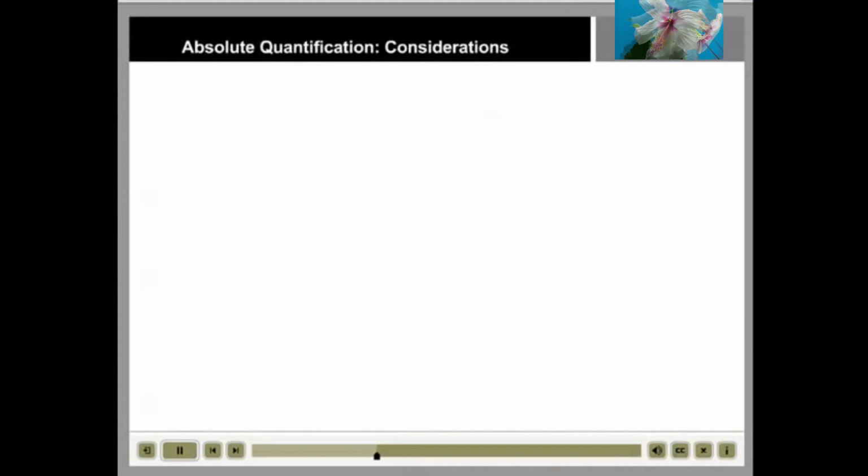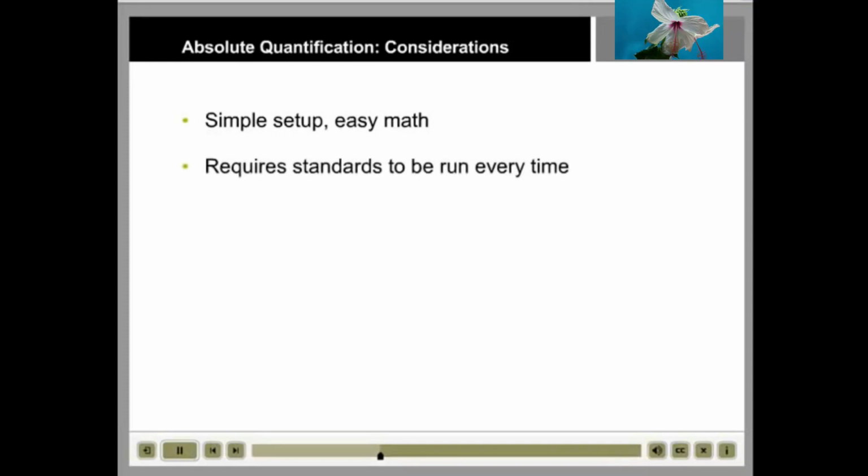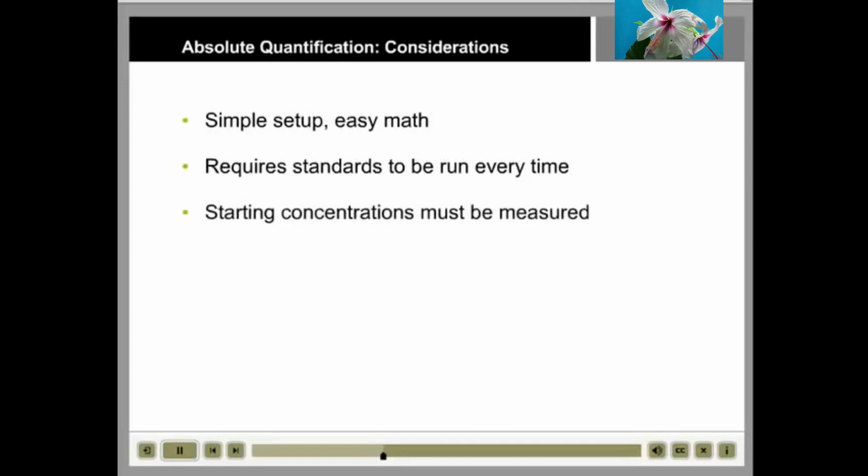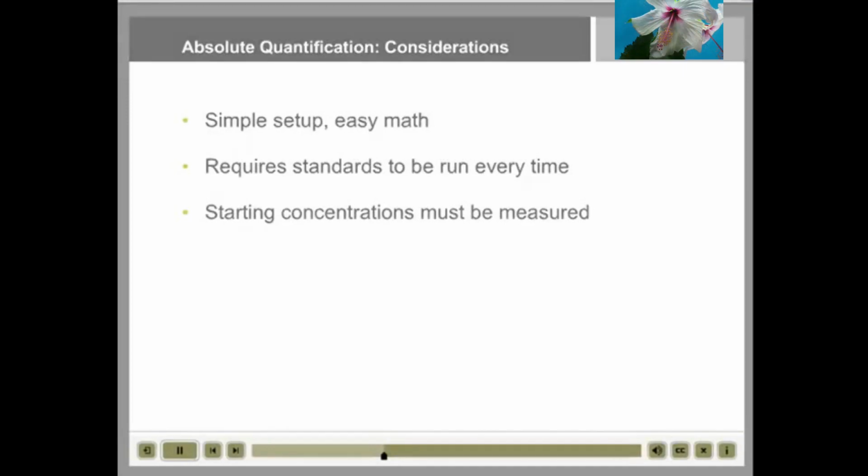The mathematics of absolute quantification are easy to perform. The method does, however, require a reliable source of a template of known concentration, and standards must be amplified in parallel with the samples every time the experiment is performed. This means that you must use some other method to measure the concentrations of your standards.